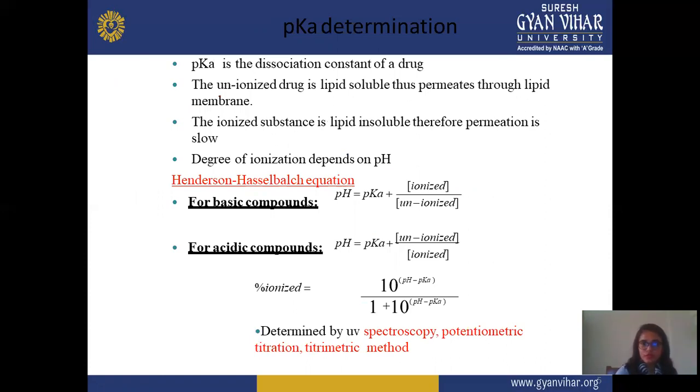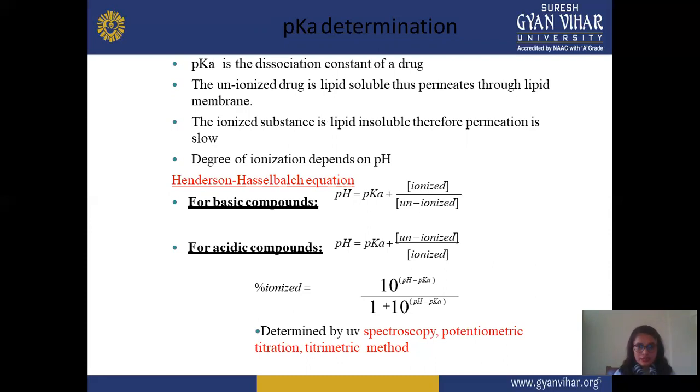The solution constant of the drug: the unionized drug is lipid soluble and permeates the lipid membrane, and the ionized substance is lipid insoluble, therefore permeation is slow. There are some conditions where hydrophilic drugs permeate or solubilize in the membrane more easily than a hydrophobic drug, and the pKa dissociation constant plays an important role in this solubility factor.